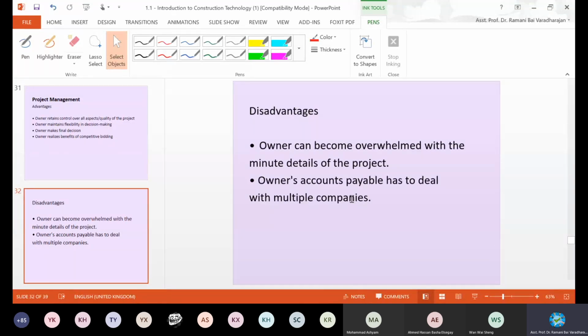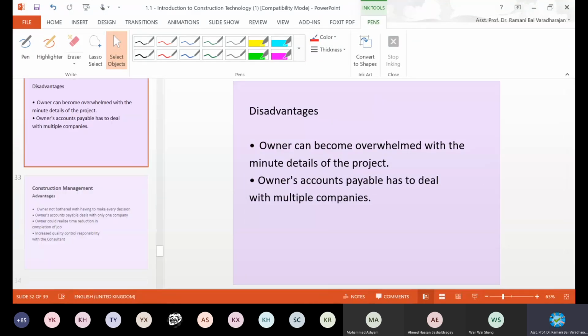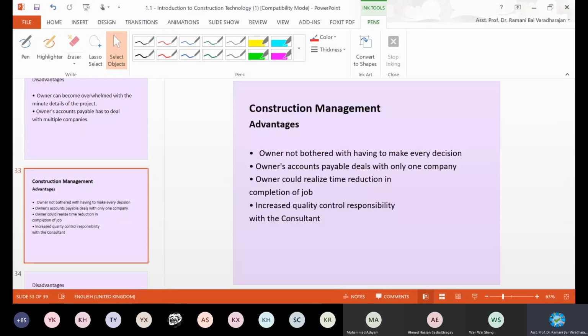If you leave it to the consultant or the manager, the owner has less burden. But if everything has to be done by the owner, there are disadvantages: time consumption and challenges faced by the owners in project management. Let me read for construction management, then you will know the differences. The owner is not bothered; he's at the top. In construction management, the owner is not bothered with having to make every decision. He just discharges the work to the manager.